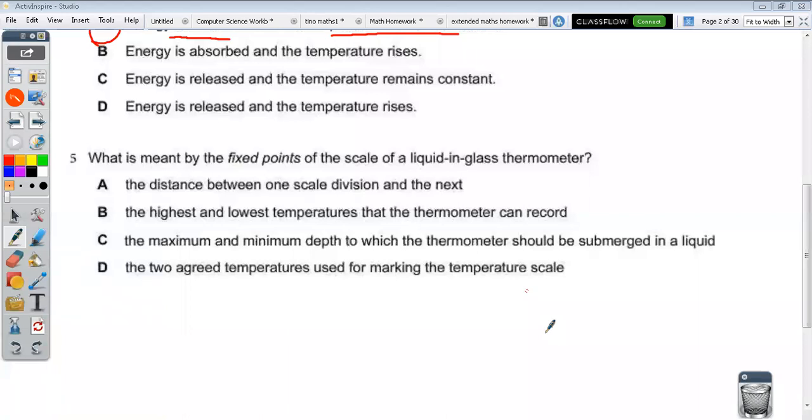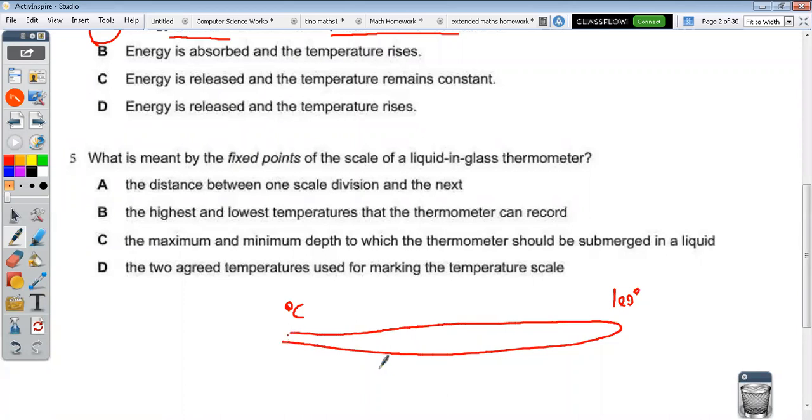So what we do when we are designing thermometers: I'll explain this in the next lesson. We know that water, for example, freezes at 0 degrees, and water boils at 100 degrees. Then we look for a liquid that has a uniform rate of expansion, so that every 1 degree increase, it expands by the same rate.